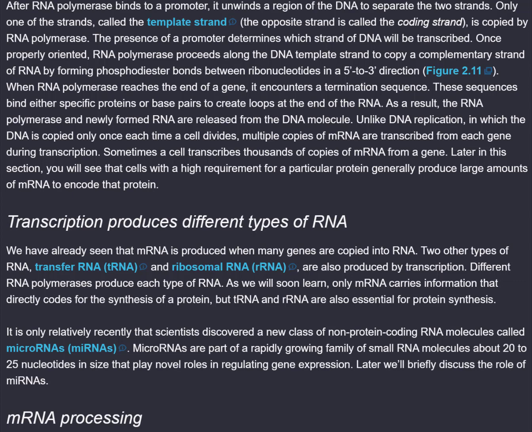Unlike DNA replication, in which the DNA is copied only once each time a cell divides, multiple copies of mRNA are transcribed from each gene during transcription. Sometimes a cell transcribes thousands of copies of mRNA from a gene. Later in this section, you will see that cells with a high requirement for a particular protein generally produce large amounts of mRNA to encode that protein.